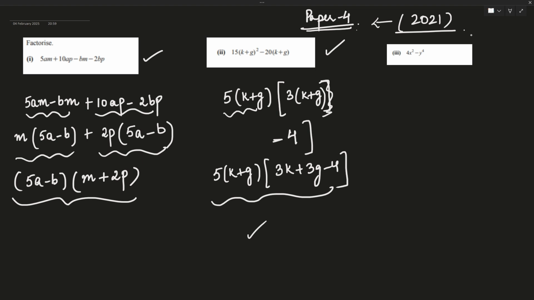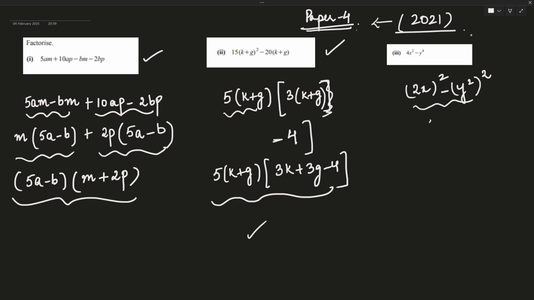Now let us look at another example. The example is 4x square minus y to the power of 4. You have to factorize this. Now we know that 4x square can be written as (2x) whole square, and y to the power 4 can be written as (y square) whole square.